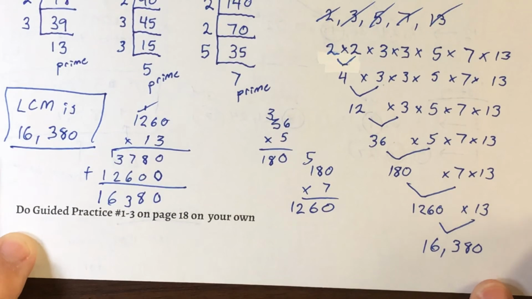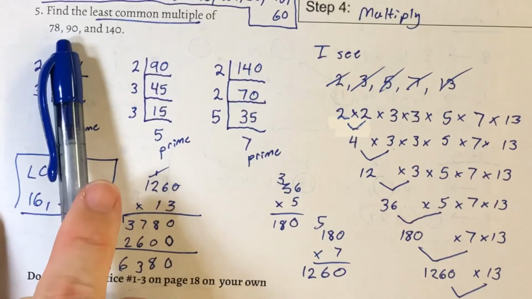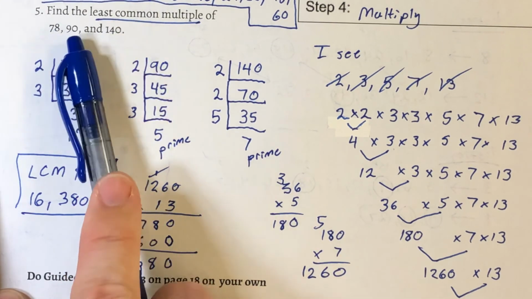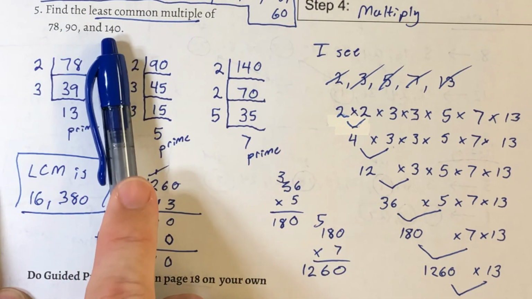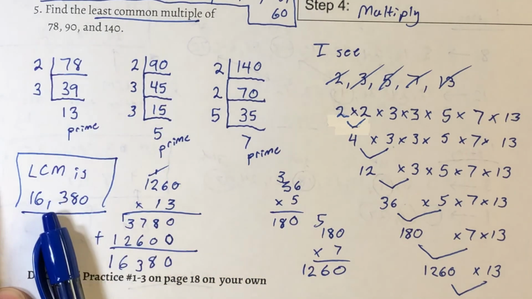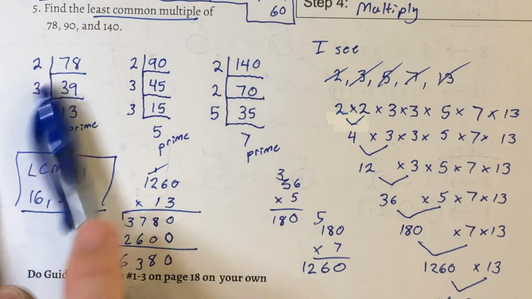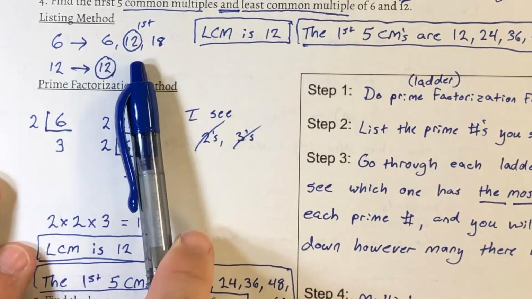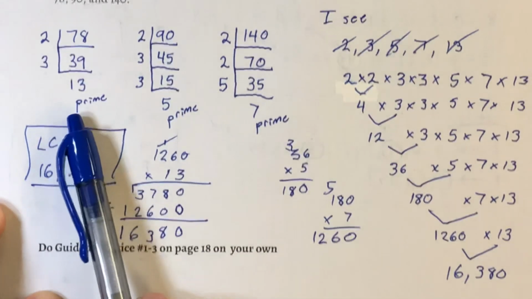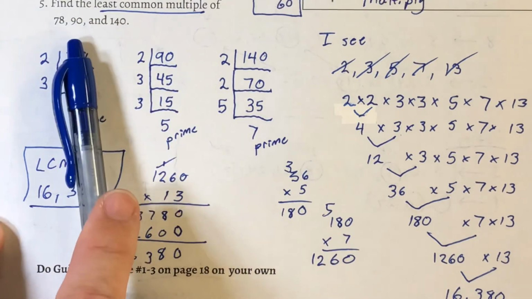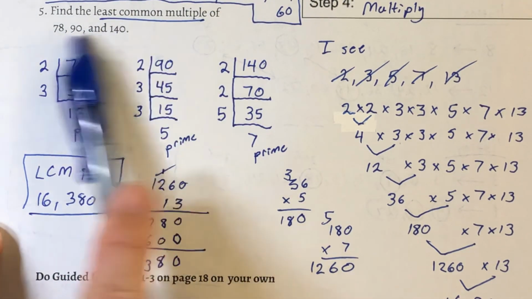Okay, I want you to think about this. How long would it take you to count by 78s correctly with no mistakes, count by 90s correctly with no mistakes, and count by 140s with no mistakes, and get to 16,380? I tried once. I didn't make it halfway, and I gave up after a couple hours. It's just not acceptable to do methods like listing for problems like this. So that is why I gave you this method. It will help you for when you have to find the LCM of very large numbers and lots of them.